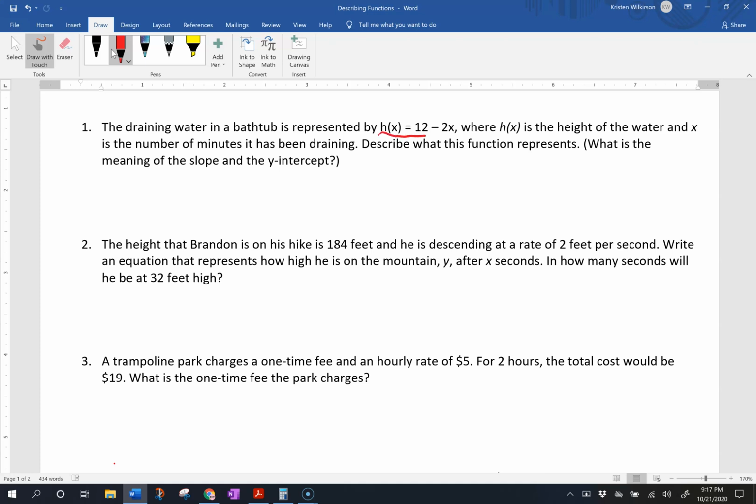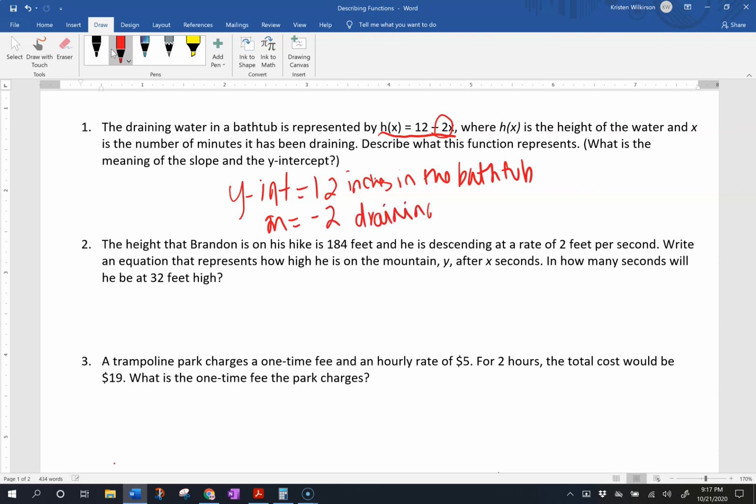So in this equation, 12 is my y-intercept, which means that there's 12 inches in the bathtub to start, right? That's our starting point. We know that it's going down because the water is draining, so my slope is -2, and that means that it's draining at 2 inches per second. So it's going down 2 inches every minute, not seconds, because it's in minutes.